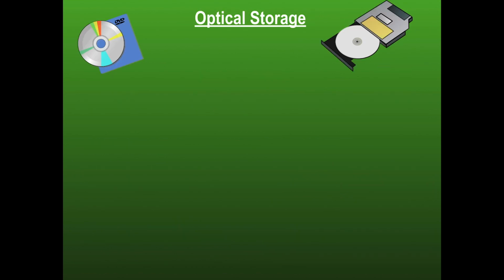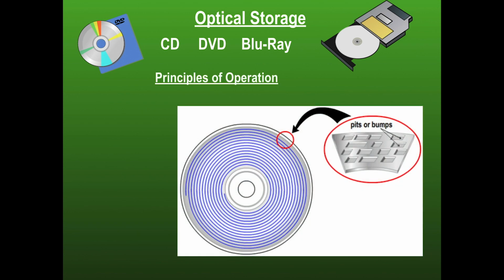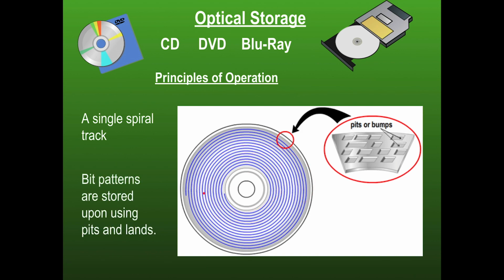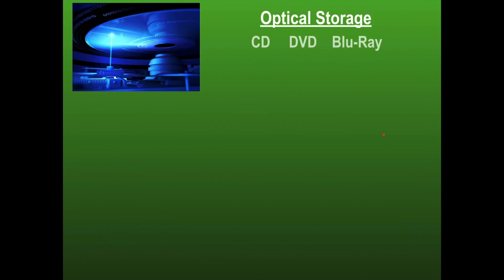So next is optical storage. Optical storage is our discs. So CD, DVD, Blu-ray, these are all disc technologies. And the way that the disc works is that it is a circle, you will have seen this, but there is a spiral track going around the disc. So that's one continuous spiral track. And there are bit patterns stored upon it using these pits and lands, or pits and bumps. And we're taking a look at how that works exactly.